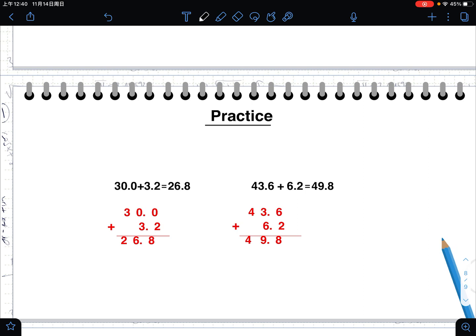Okay, let's move on to the last part, where you will do the practice questions independently. When you finish, you can raise your hand, and I will help you check the answers, and at the same time you have to tell me how to do the questions step by step.